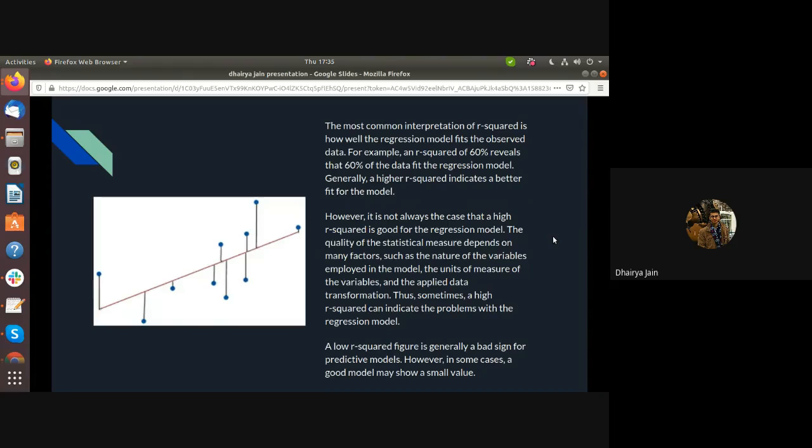So the points which are above and below, these all points are having a certain distance from the regression line. Basically, what that R square value meant was how closely these points are to the regression line that we have computed. This was all I wanted to tell in the R square.